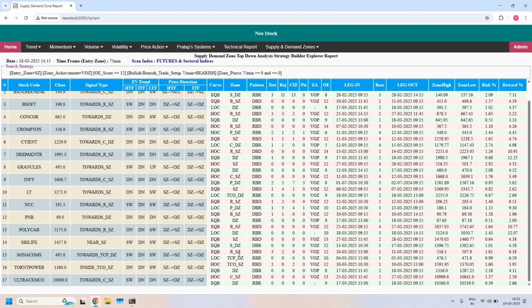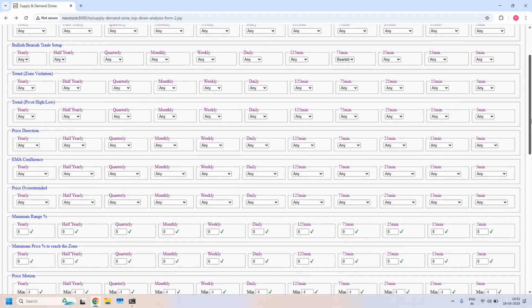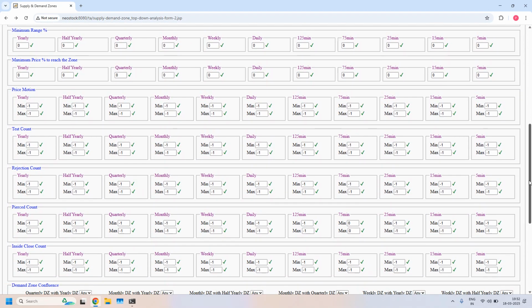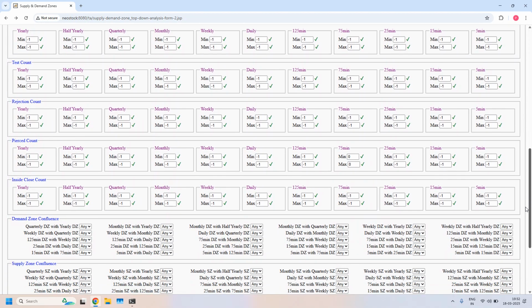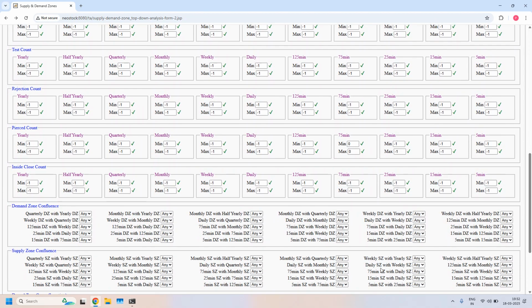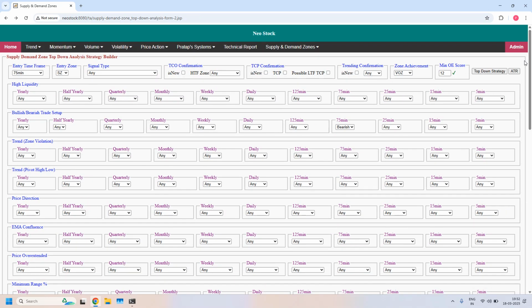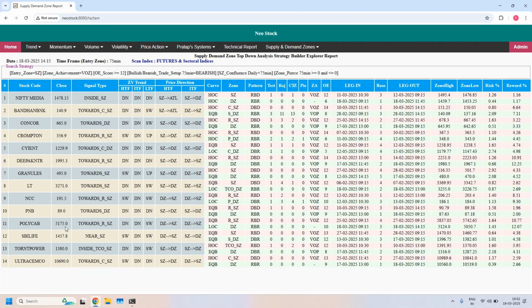So the first filter is based on LTF, ITF supply zone confluence. That is 75-minute supply zone with daily supply zone confluence. Let's verify. So in the supply zone confluence, I am enabling the filter 75-minute supply zone with daily supply zone confluence. With this filter, out of the 17 stocks, we got 14 stocks.